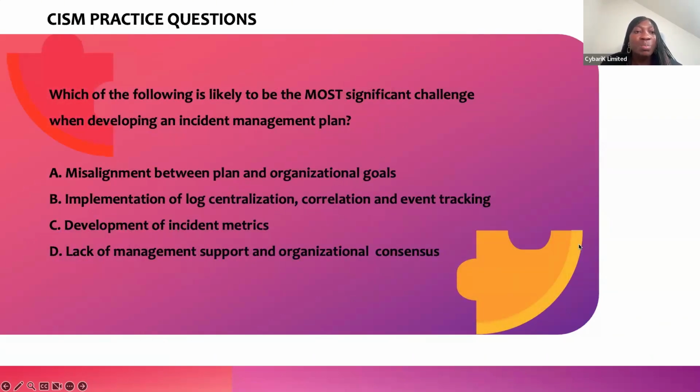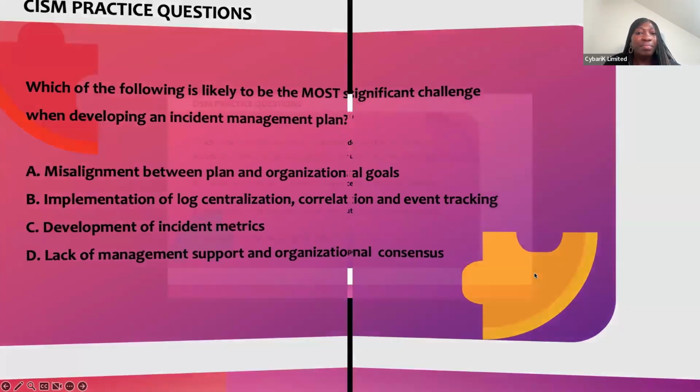All right. Which of the following is likely to be the most significant challenge when developing an incident management plan? Lack of management commitment, lack of management support, and organizational consensus. Remember, I said it. I said no management commitment, waste of time and energy and effort. Management must commit.